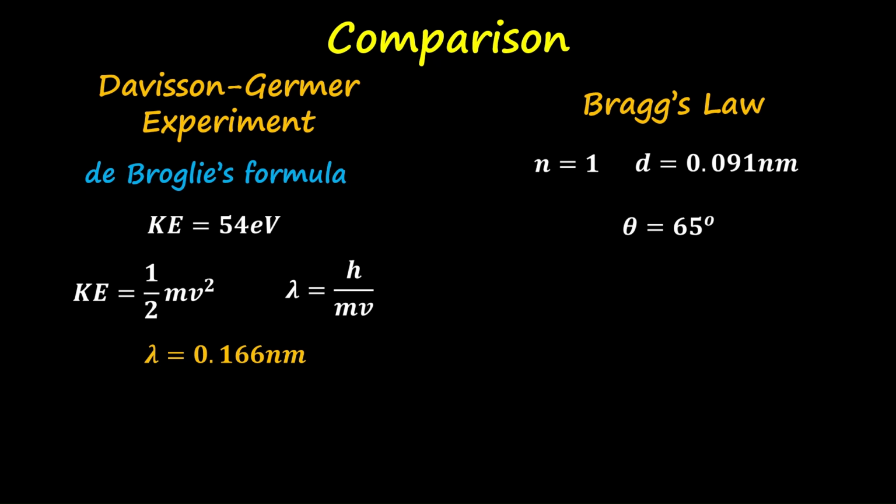And if we take the first order, then using Bragg's formula, lambda is calculated to be 0.165 nanometer, which is very close to the wavelength predicted by the de Broglie hypothesis. Now, we can conclude that it not only proves qualitatively, it also proves quantitatively that the electron is behaving like a wave. And in summary, the Davisson Germer experiment verifies the de Broglie hypothesis.